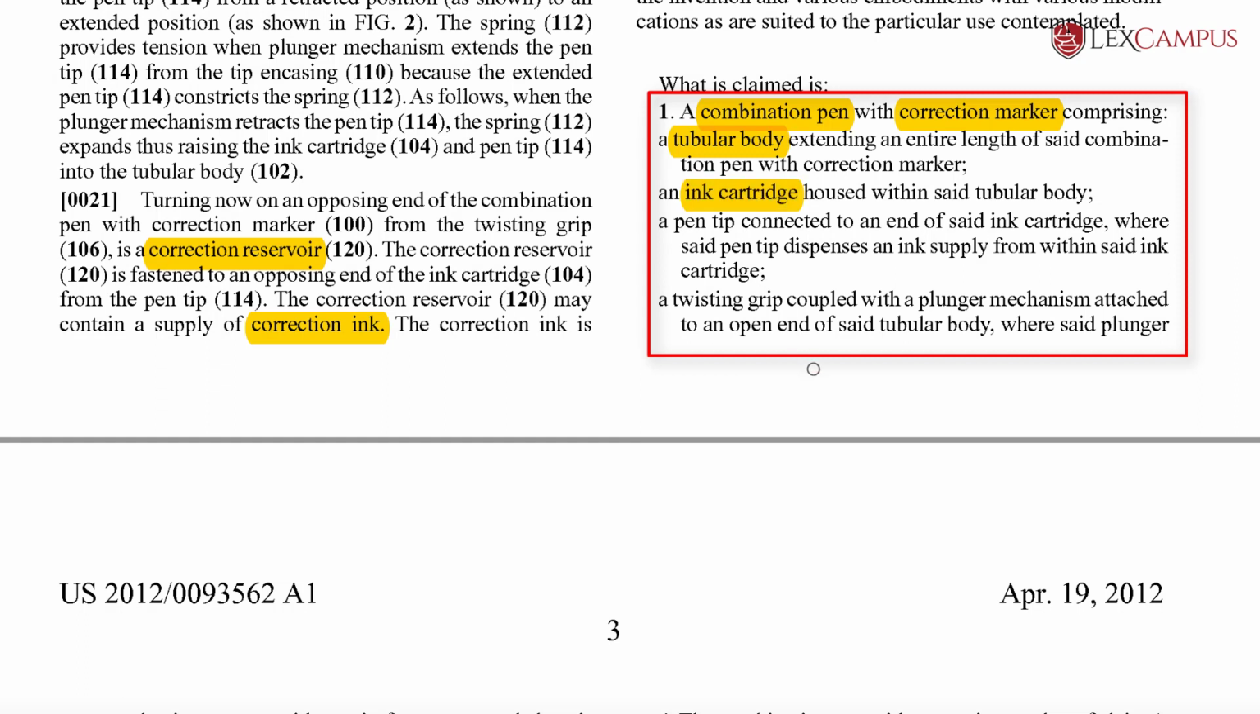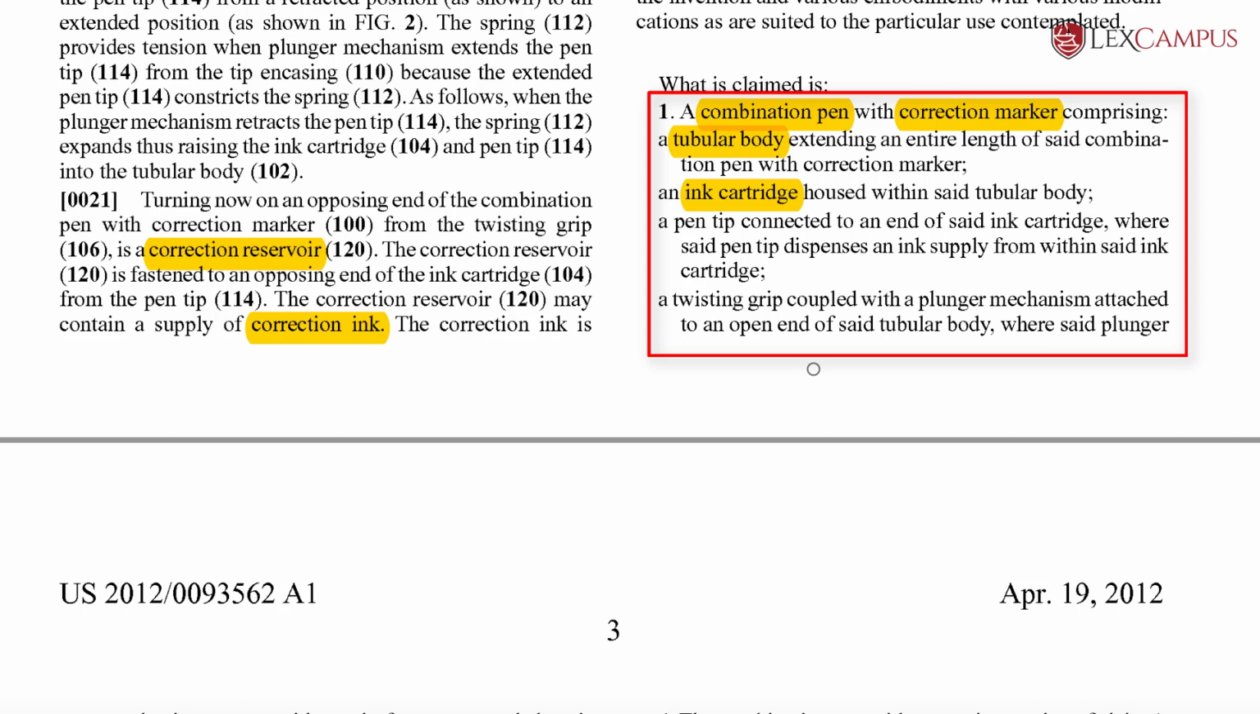Now what we need to understand here: once an element, the tubular body, is recited, when the next element is recited, which is the ink cartridge, there is always a connection to what was recited before, because that is what we call a logical structure. So the ink cartridge is housed within the tubular body. And what is a tubular body? What you recited in the earlier clause.